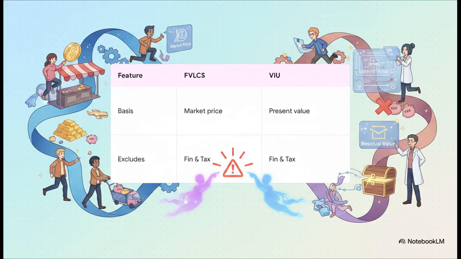Now, listen closely here, because there are strict exclusions. You must keep finance costs and tax costs entirely out of the math. If you're going with value in use, make sure your residual value is included in those present value cash flows. And for fair value, remember that transportation costs are already baked in. They're deducted from the market price before you even look at subtracting those incremental disposal costs.